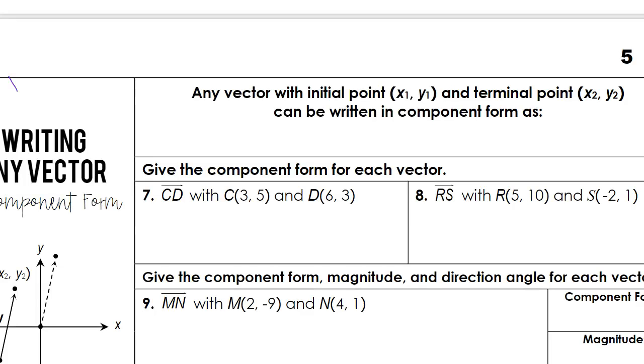All that you have to do to place the vector in component form is find the x distance, which you do by taking x2 and subtracting x1, and also find the y distance. You take y2 and subtract y1. That's all you need to do. Take the two points of a vector, the initial point and the terminal point, and place them into component form. We place a vector into component form to more easily find the magnitude and the direction angle. We can't find the direction angle unless it's in component form.